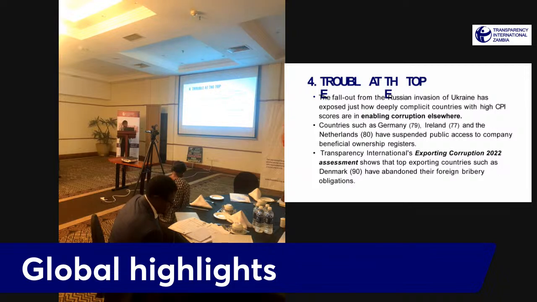On top of that, Transparency International's Exporting Corruption 2022 assessment shows that countries such as Denmark, which is the top performer, have regressed with regards to their foreign bribery obligations. So which means whilst there might be seemingly less public sector corruption in that country, they could be exporting corruption to other countries and regions.